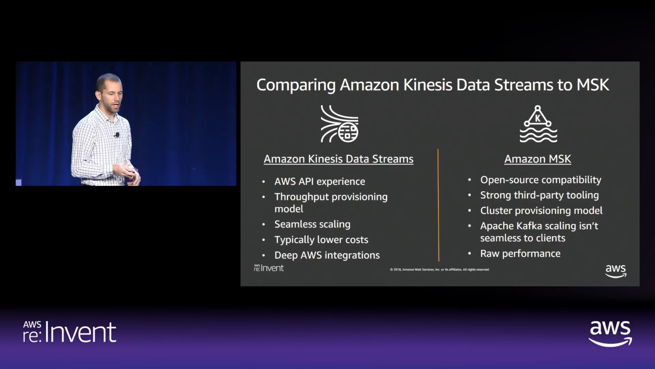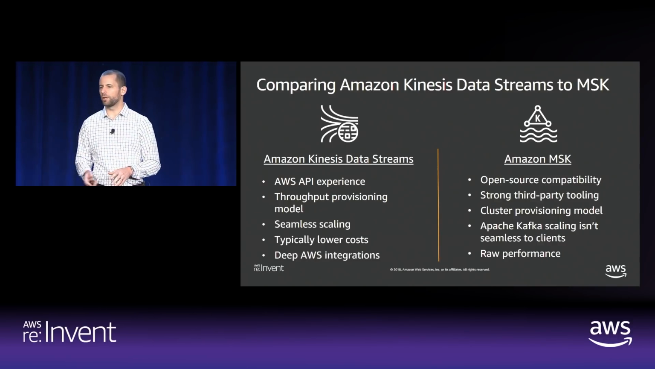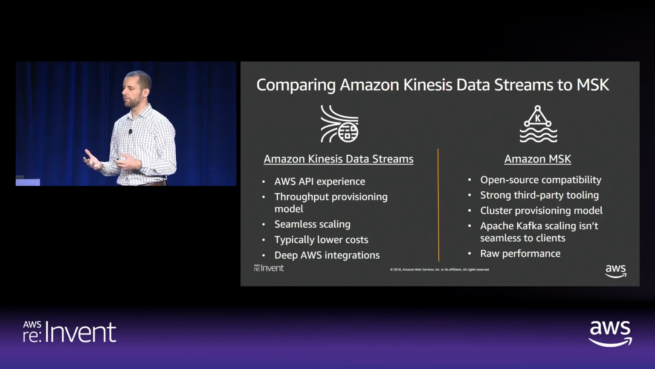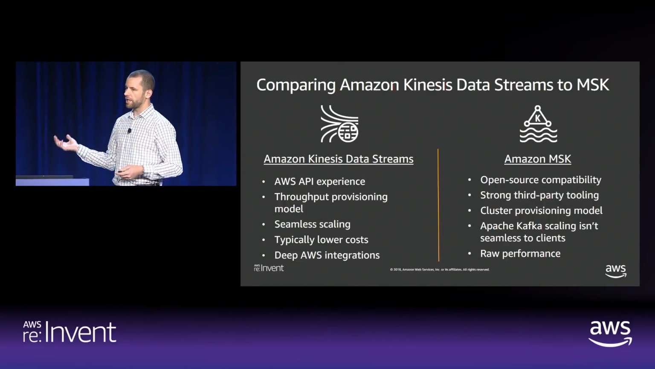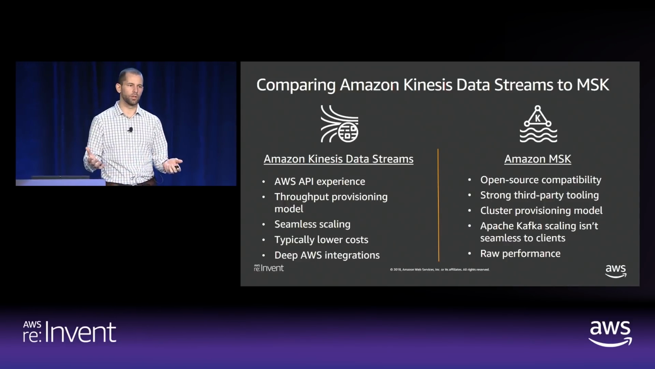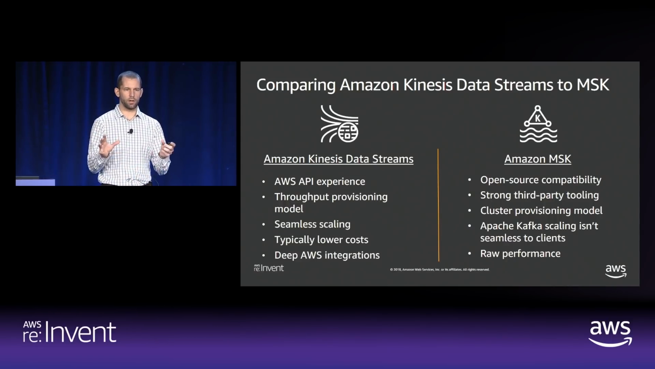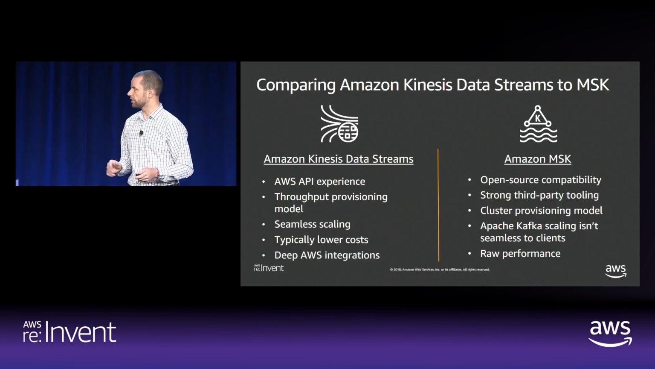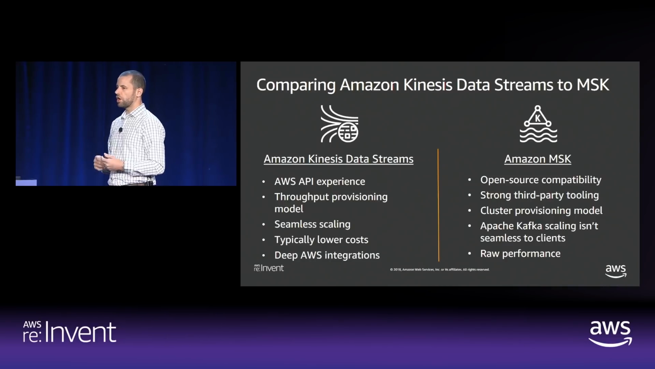Amazon MSK, on the other hand, gives you open source compatibility with Kafka. So if you're running Kafka on your own today, in any environment, you can take your applications, your consumers and your producers, and migrate them to interact with the clusters within our service seamlessly. It has strong third-party tooling.